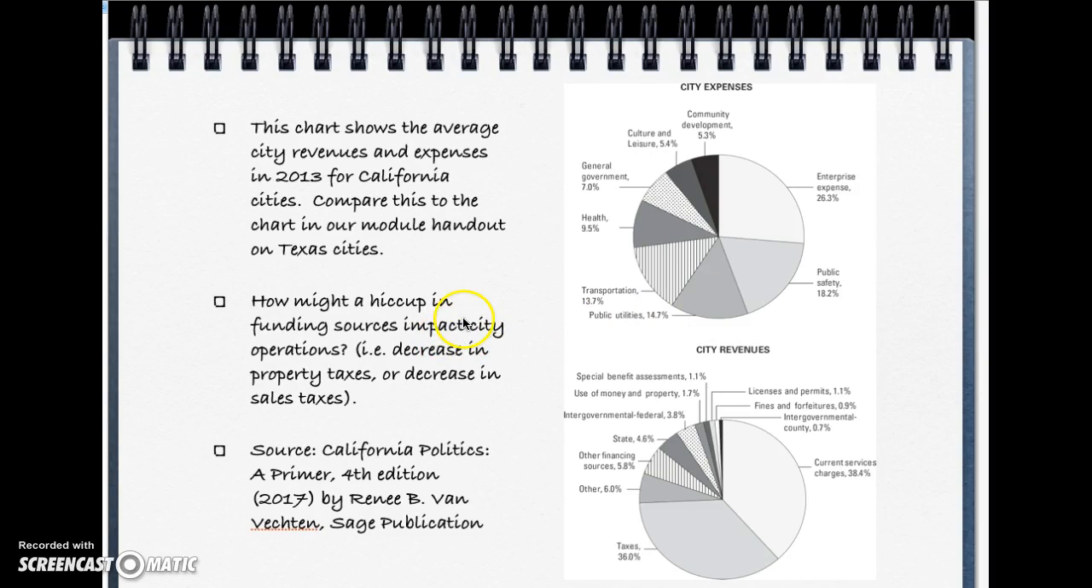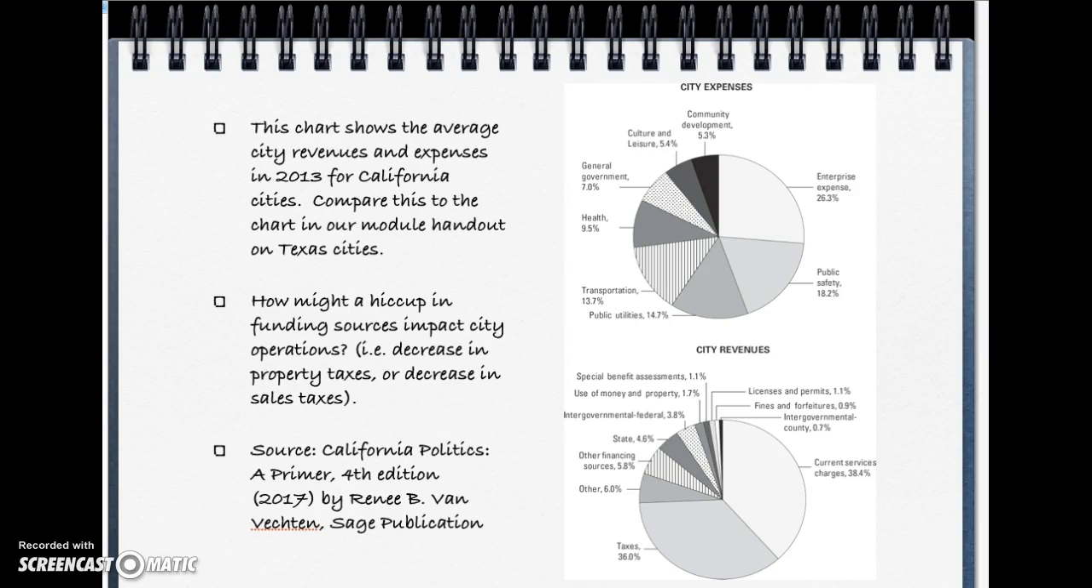So again, how might a hiccup in funding sources, a decrease in property taxes or a decrease in sales tax, impact city operations? Look at these taxes and figure out how they could potentially impact cities' operating expenses. California cities depend heavily on taxes and fees to finance operations. In California, they have Proposition 13, which was passed in the mid-1970s. Prior to Prop 13, property taxes constituted 57% of combined city and county revenues annually, so property taxes were a big chunk of California city and county revenues. In 2011-2012, this is way after Prop 13, but Prop 13 readjusted property taxes and what people had to pay in terms of property taxes for their houses.